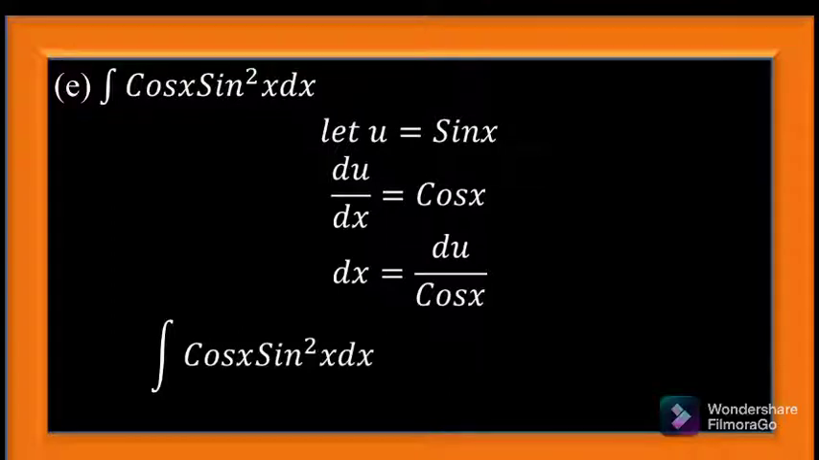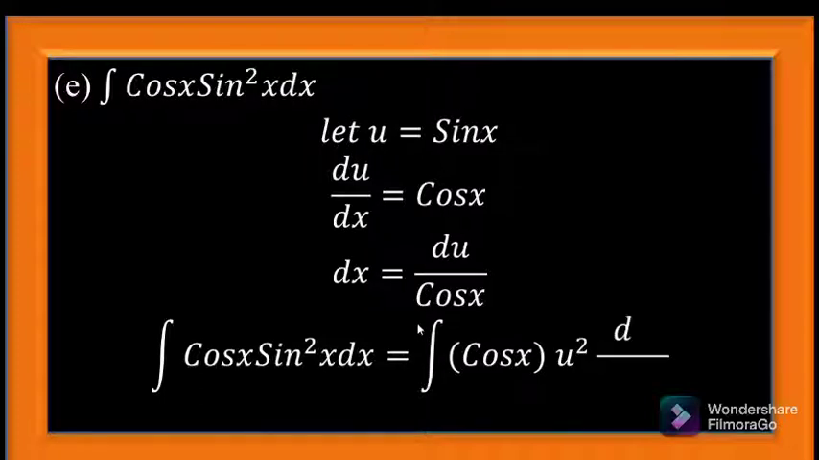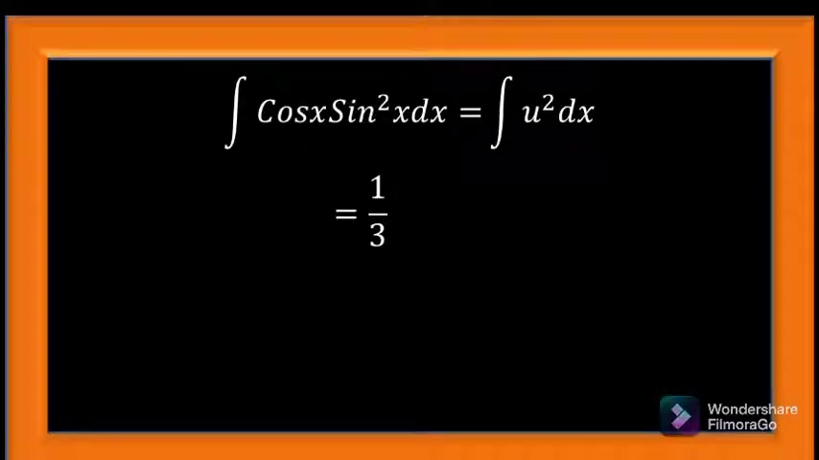So when we do the substitutions, it will be the integral of cos x, then u squared, du over cos x. What has happened is that our sine x was called u, and our dx has now become du over cos x, so we have made those substitutions. Again, you can realize that cos x can now cancel with cos x. If that happens, we remain with the integral of u squared with respect to u.